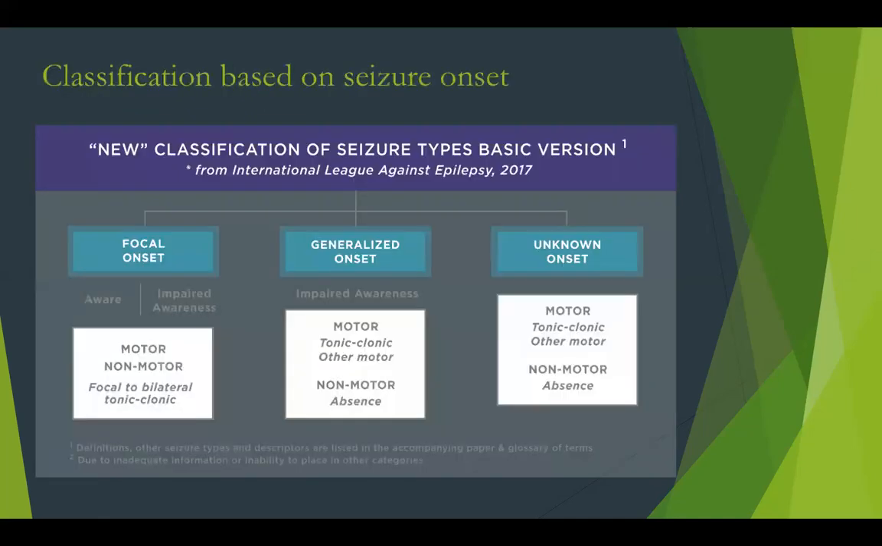In 2017, the International League Against Epilepsy came up with some changes in the way they define seizures and status epilepticus, and this is based on the onset of the seizure. So it basically has to do with how the seizure was initiated. Was it a focal seizure at onset? Was it a generalized seizure to begin with, or do we not know which way it was?